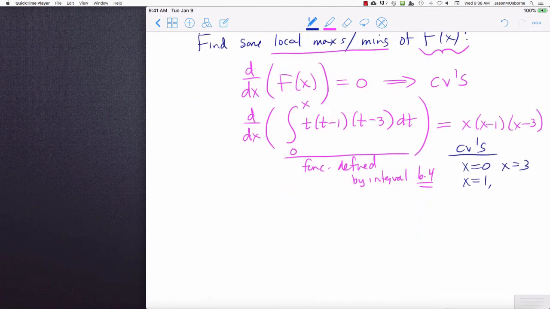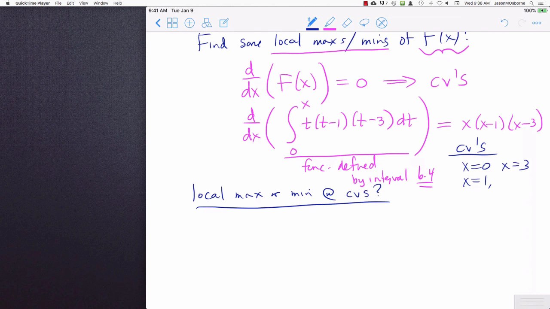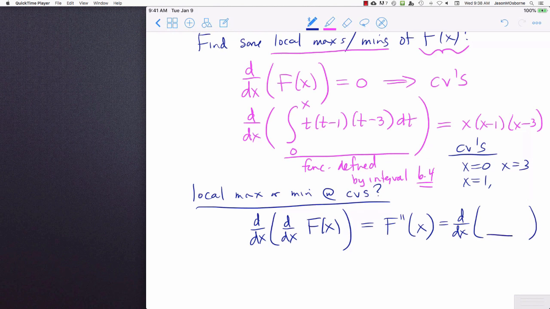We now need to figure out if you have a local max or min at these critical values. How do you determine that? That will require that we look at two derivatives of the function you're trying to figure out if it has a local max or min. This is otherwise known as F double prime of x. Look at the second derivative of the function. But the second derivative is the derivative of the derivative, right here.